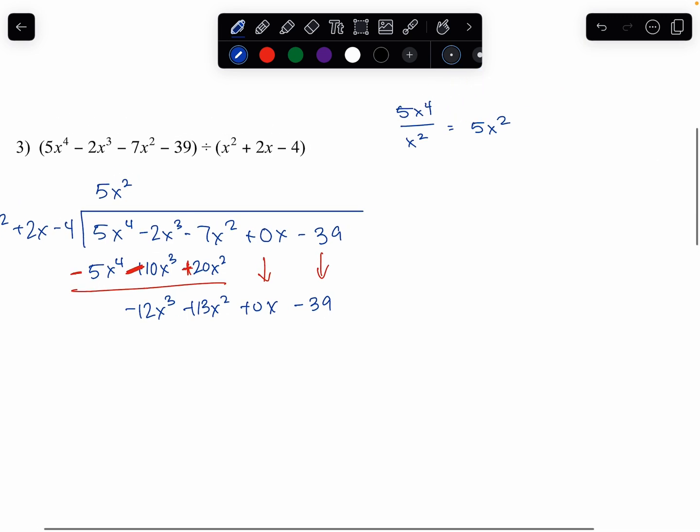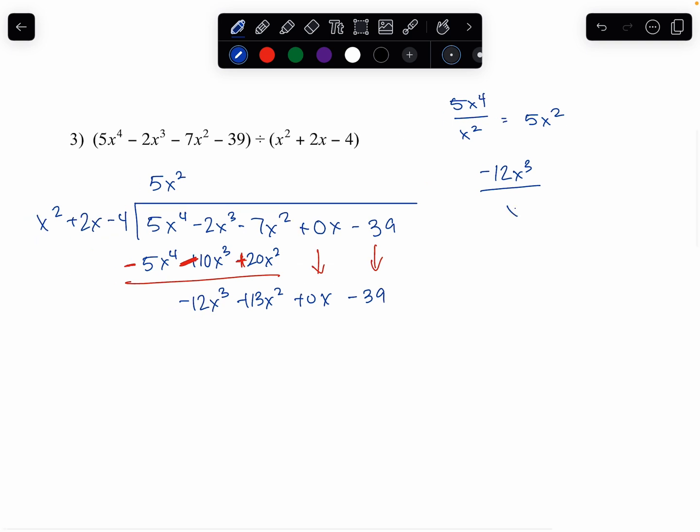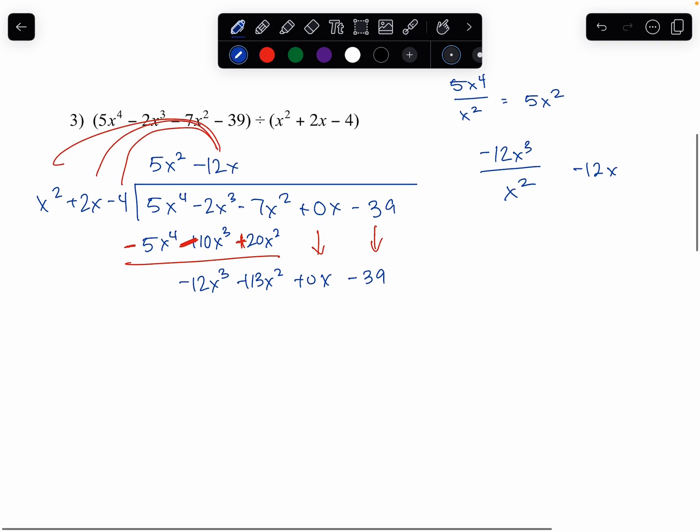So this time I'm going to do negative 12x cubed divided by x squared. So this leading term divided by the leading term here, and that's going to give me negative 12x. So minus 12x, and I'm going to take this and multiply it by all these terms here. So that's going to give me negative 12x cubed minus 24x squared. And then plus 48x, right? Plus 48x, I believe. That should be good.